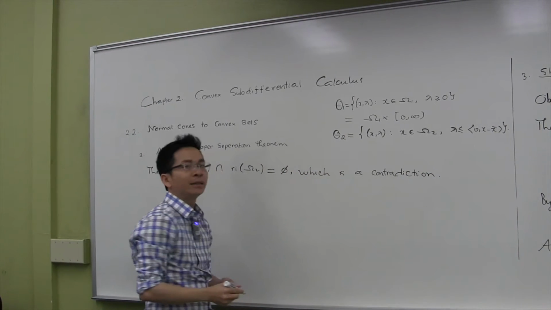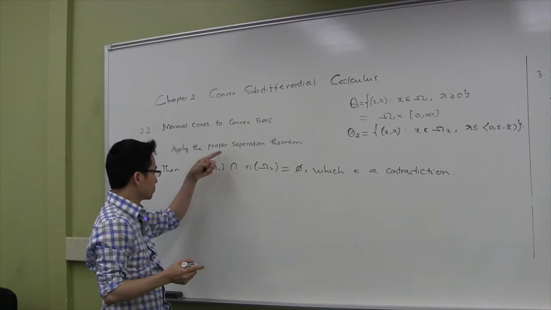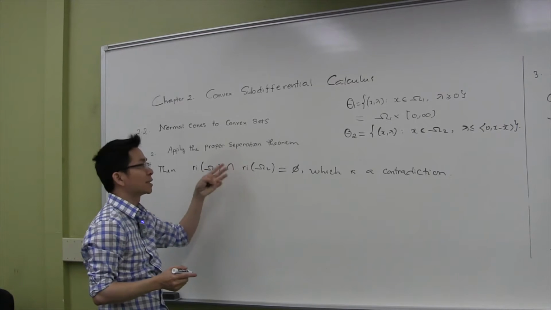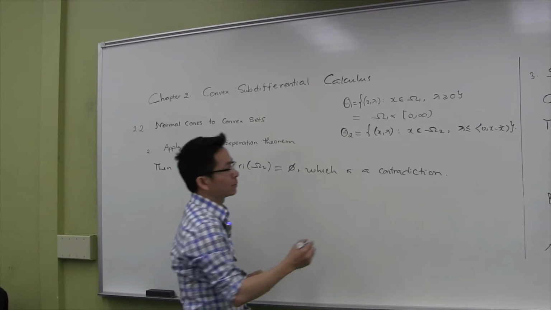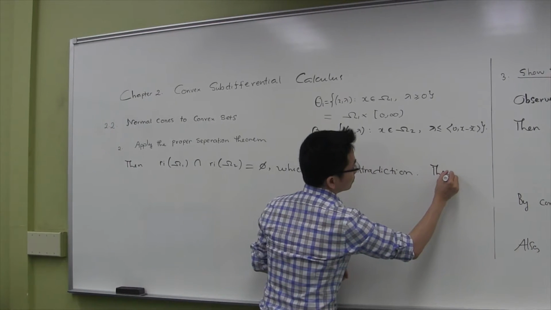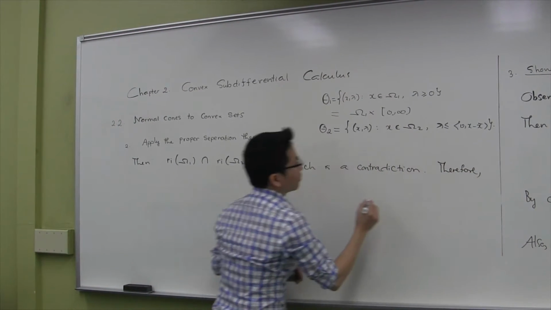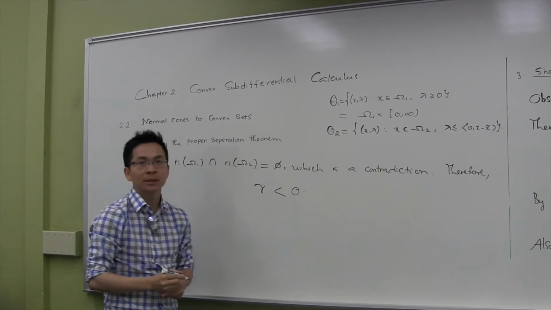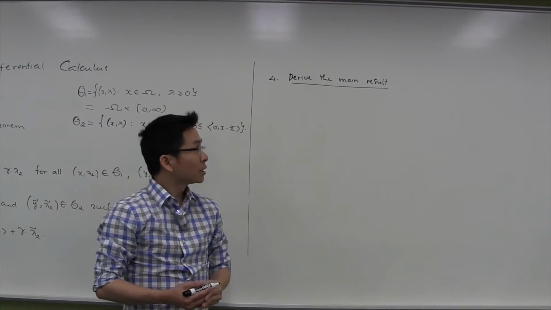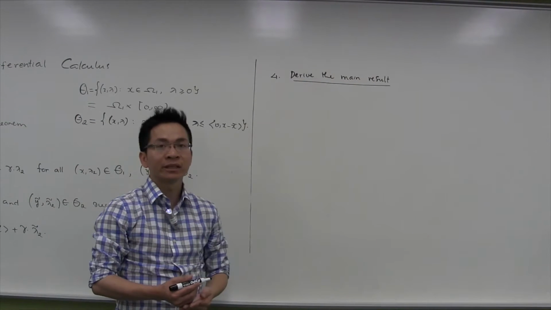Okay, because by the assumption of the theorem, we have that this intersection is non-empty. So this is a contradiction. Therefore, gamma has to be strictly less than 0. Okay. Now I'm going to go through the last step of the proof.